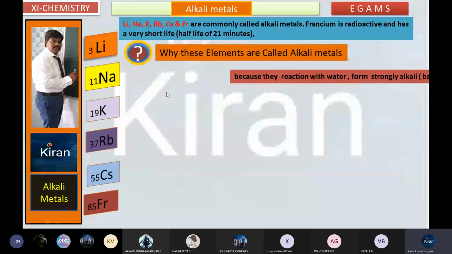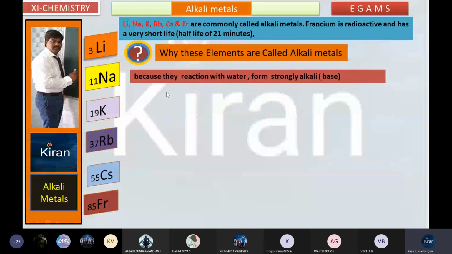Because the reaction with water forms strong alkalis, bases. Sodium plus 2 water molecules, you will get 2 NaOH plus H2. So it is an exothermic reaction. Sodium is a very active metal. It gives a lot of heat energy along with hydrogen.